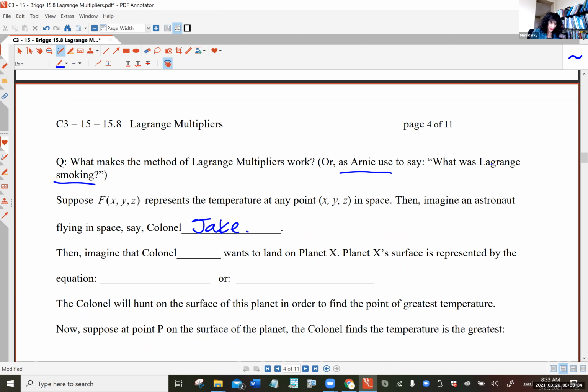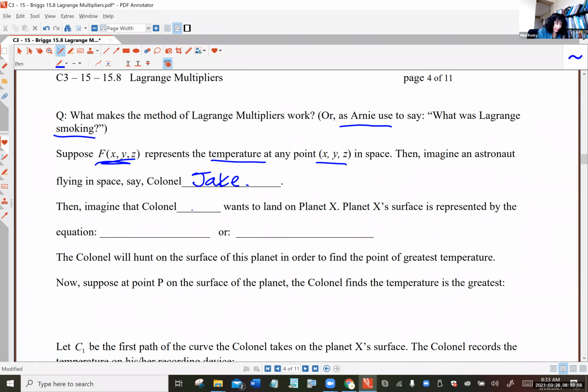Okay, Jake, you're the colonel. You're going to be our astronaut flying in space. So we've got a function, big F, that's a temperature function, and it represents the temperature at any point x, y, z in space. And I hear it's awfully cold out there, Colonel, isn't it? Kind of freezing in space? Absolute zero.